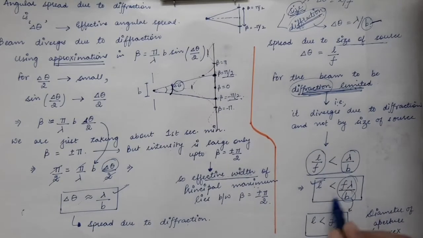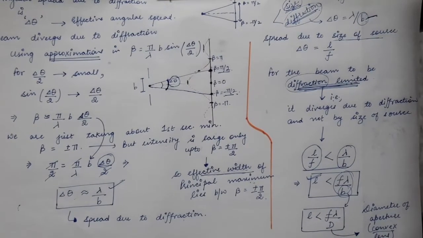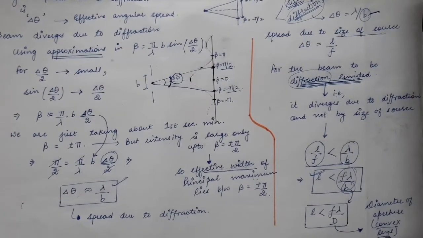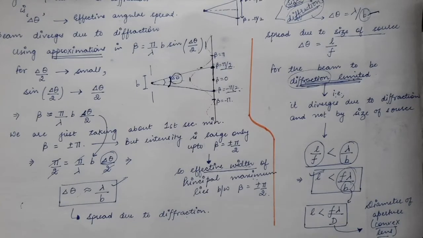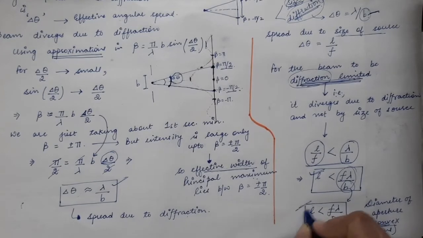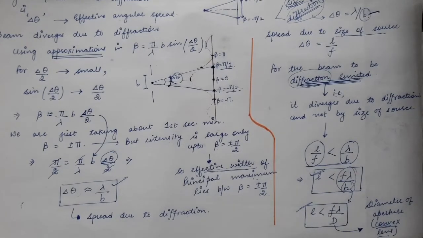So this small b can be replaced with capital D, which is the diameter of the aperture or the convex lens. In this particular case, we had the convex lens as the aperture. So this capital D will be the diameter of the aperture, which is the convex lens here. So this is the condition for a beam to be diffraction limited.